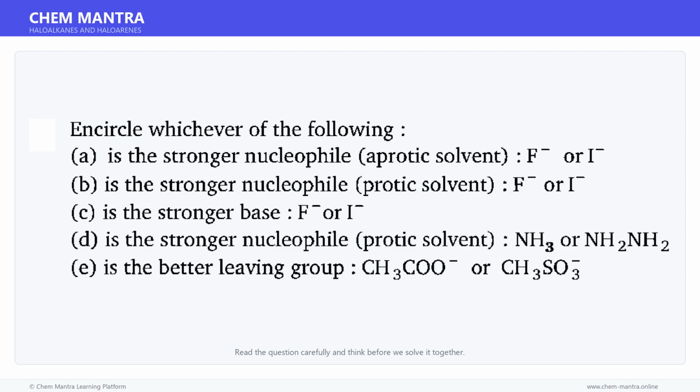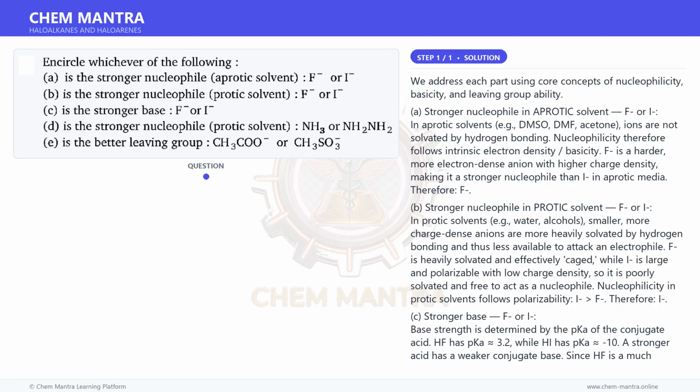Here is a matching type question. Study the items in both columns carefully. Try to work out the matching before we solve it together. Let us begin solving this step by step. We address each part using core concepts of nucleophilicity, basicity, and leaving group ability.